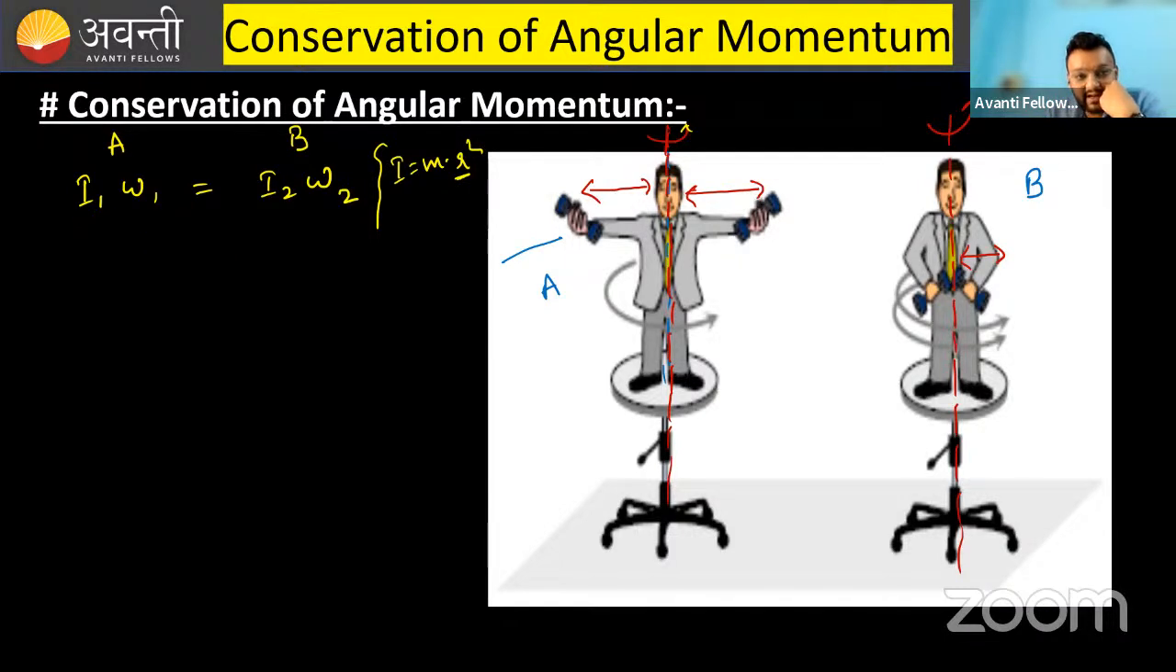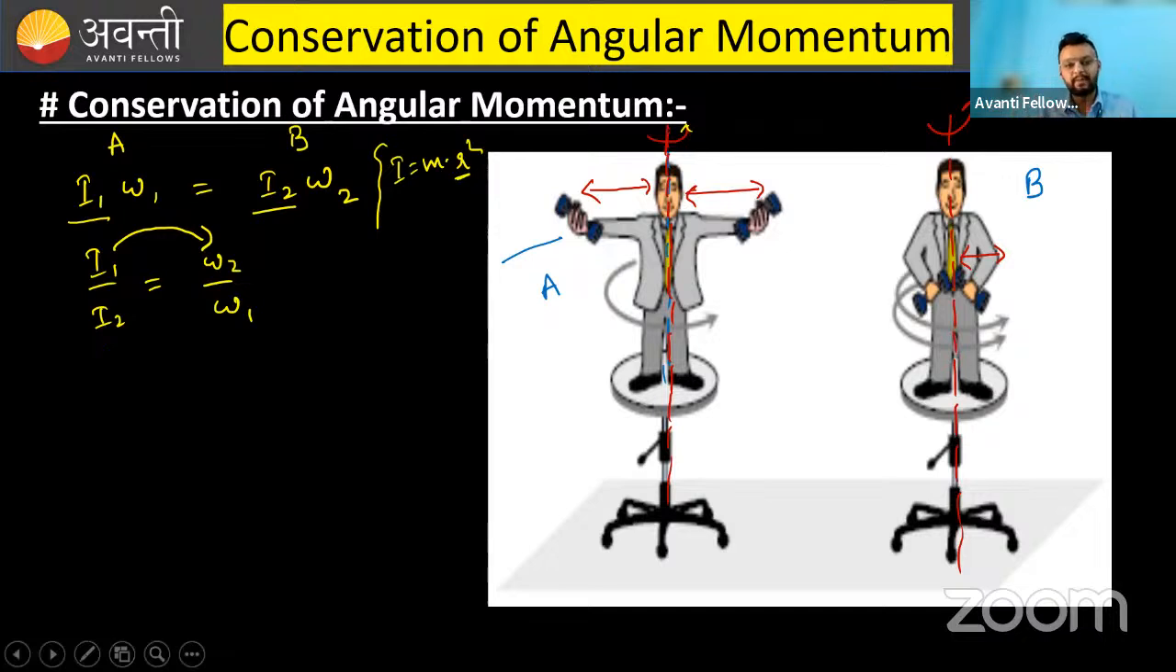If I1 is greater than I2, can you see that I1 upon I2 is equal to omega 2 by omega 1 from here? If I1 is more, then omega 2 will be more. Just don't get confused, this is simple mathematics. If I1 is more, then the term opposite to it will also be more. So omega 2 will be more. That means person B will be moving with more velocity.